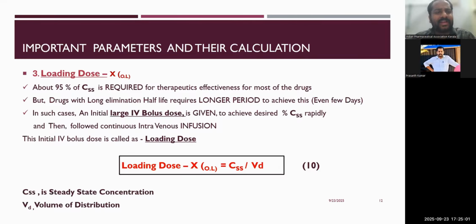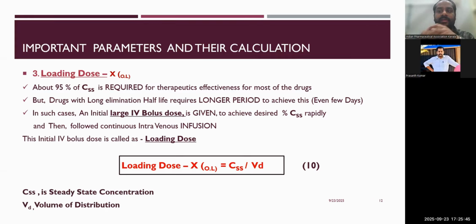Okay. Then another important parameter is loading dose. Loading dose, have you seen this term? Loading dose is indicated by XOL. So what does this XOL indicate? XOL indicates the loading dose. So already we know CSS. What is the aim of continuous IV infusion? The aim of continuous IV infusion is to reach steady state. So in most drug therapy, almost 95% of the CSS has to be reached for therapeutic effectiveness of the drug.